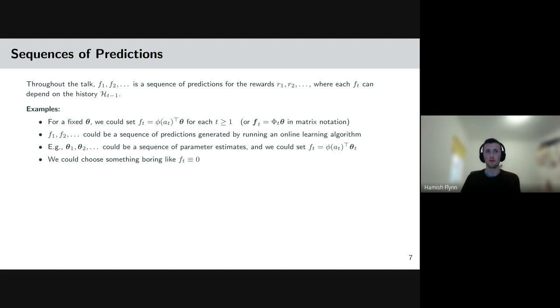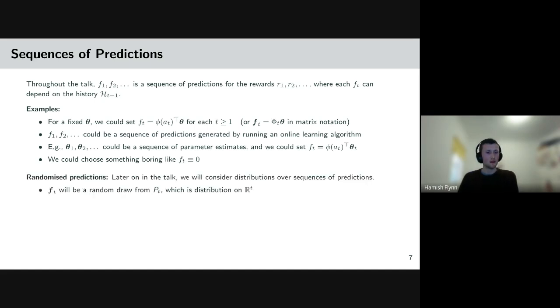Or we could just do something boring and set ft to be 0 at every step. But presumably this wouldn't be a very good choice. Okay, so later on in the talk, we're actually going to consider distributions over sequences of predictions rather than individual sequences of predictions. So the vector ft will be a random draw from some distribution pt, which is a distribution on R^t. And like ft, each distribution pt is allowed to depend on the history h_{t-1}.